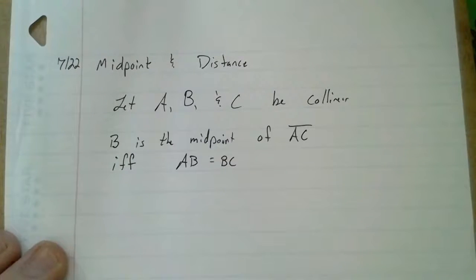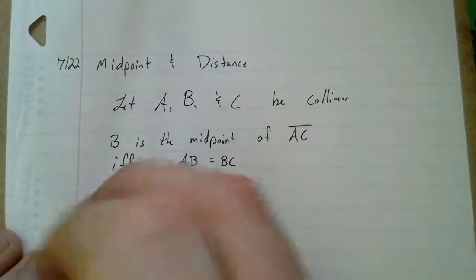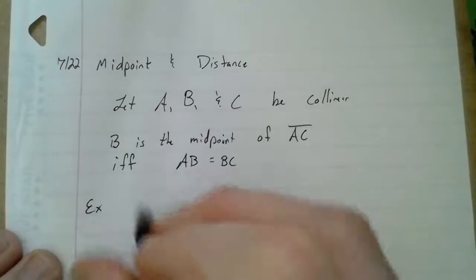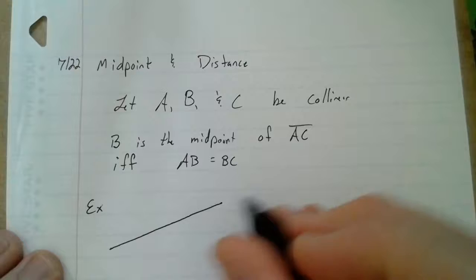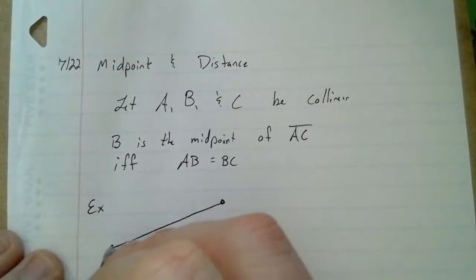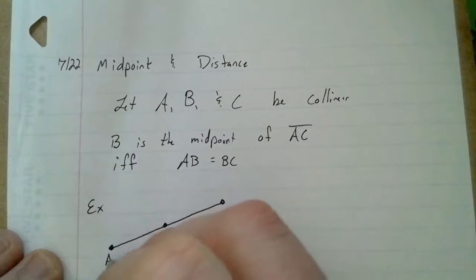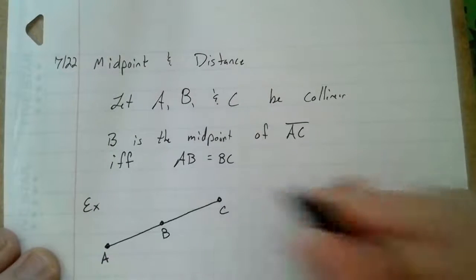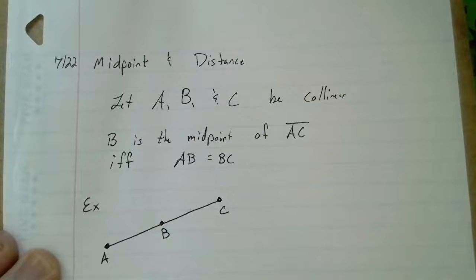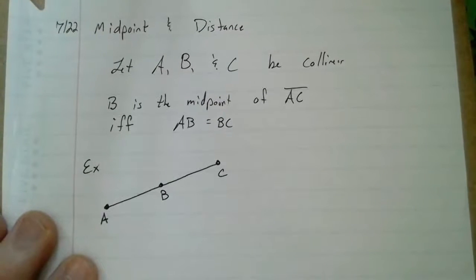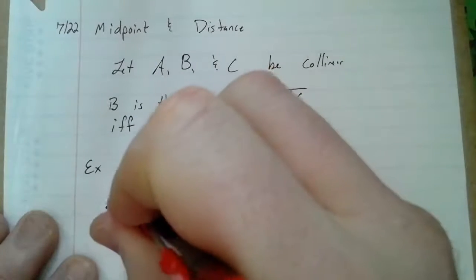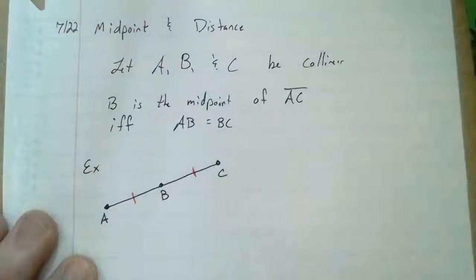So here, we'll see a couple different problems. And here, we'll be told A, B, and C. If B is the midpoint, the first thing we want to do is update our picture. And the way we do that is we're going to show that segment AB is congruent to segment BC. So we just put those little tick marks on the line, letting us know that they're congruent.